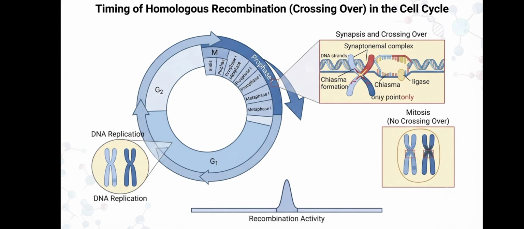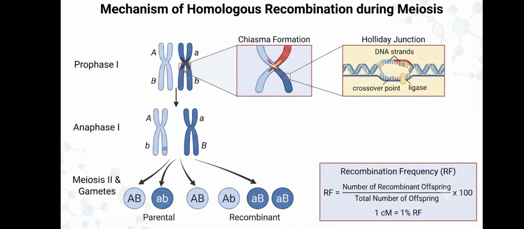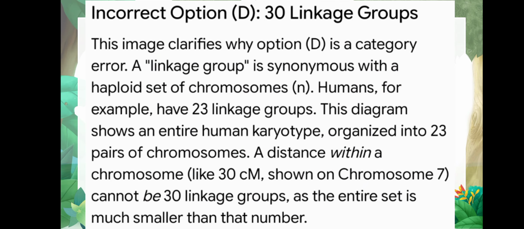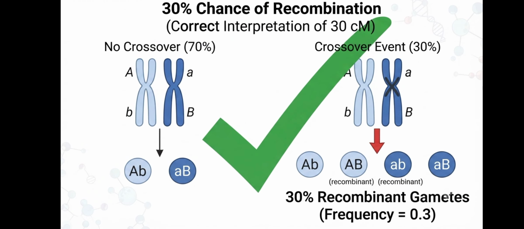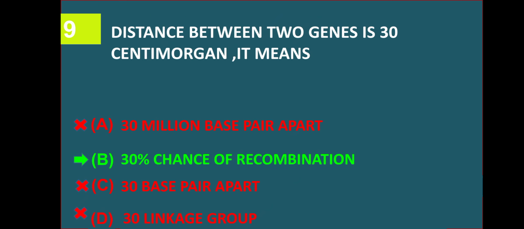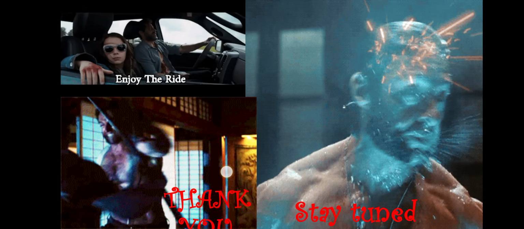This is the explanatory image of where the recombination takes place, the synaptonemal complex is formed and the crossing over takes place, isn't it? You have read this in class 12, and I just explained homologous recombination. So 30 linkage groups is an incorrect option, and the chances of recombination are measured in 30 centimorgan. Okay, so option B is correct.